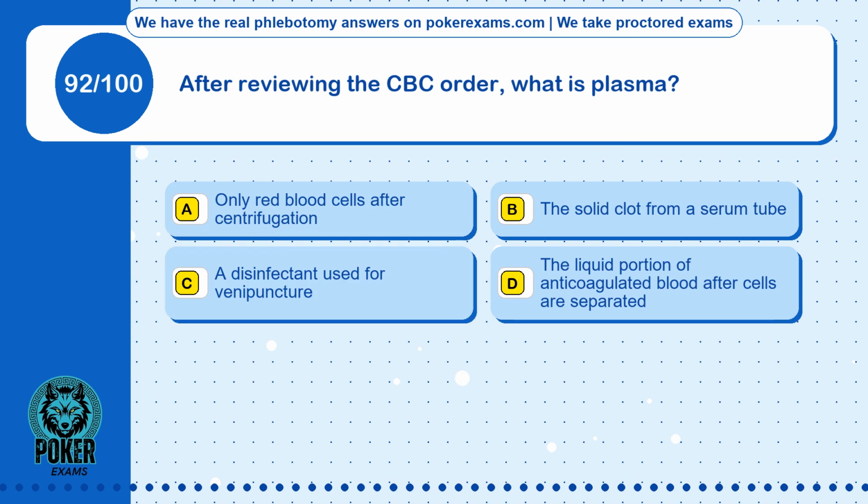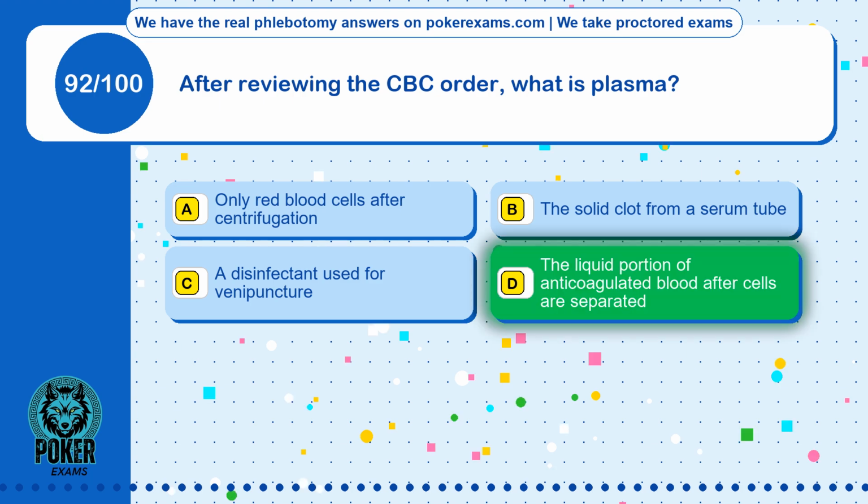Question 92. After reviewing the CBC order, what is plasma? Option A: only red blood cells after centrifugation. Option B: the solid clot from a serum tube. Option C: a disinfectant used for venipuncture. Option D: the liquid portion of anticoagulated blood after cells are separated.